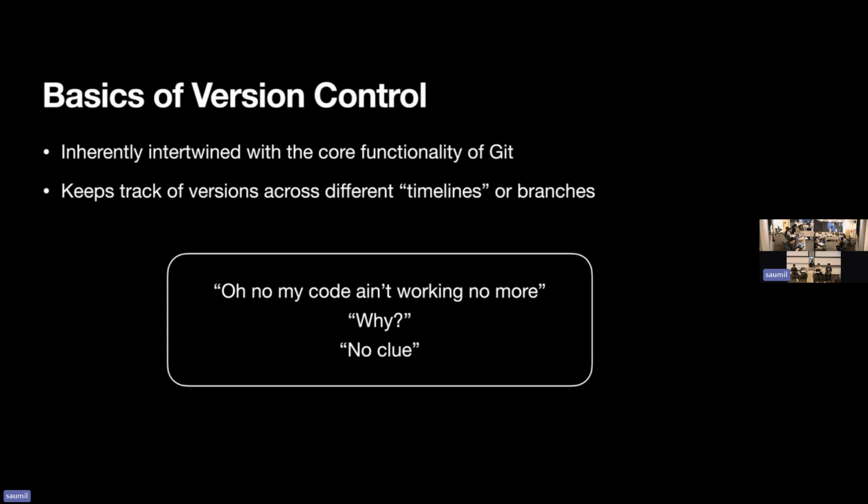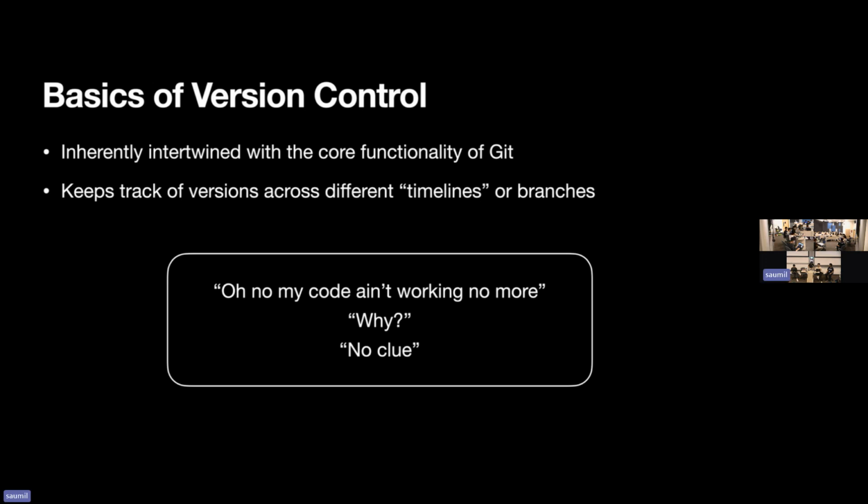Okay, great. So version control is inherently intertwined with the core functionality of Git. It's basically the value of having Git on your computer in the first place. Have you ever had, you know what, Samuel, let's act this scenario out. Oh no, my code ain't working. Why? No clue. So this happens sometimes, and one very quick solution to this is to use Git.